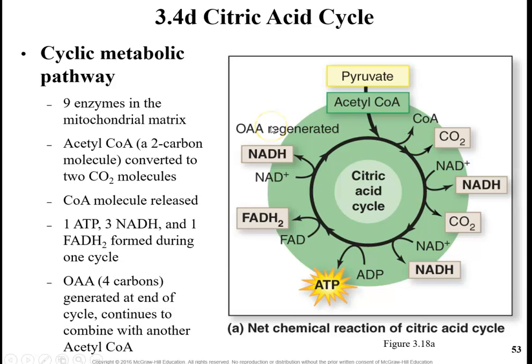Oxaloacetate, that's generated at the end of the cycle. It's a 4-carbon structure, and then it continues in the cycle to join with acetyl-CoA to make a 6-carbon structure. The 6-carbon structure loses a carbon in the form of carbon dioxide. Now it's a 5-carbon structure. Then it loses another carbon in the form of carbon dioxide. Now it's a 4-carbon structure. And it's a 4-carbon structure for this whole part of the citric acid cycle until it's essentially restructured into OAA. And then OAA continues the cycle again.